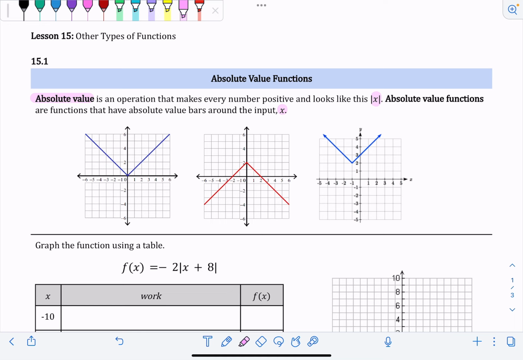Because the absolute value makes every number positive, the graphs look very specific. Here are 3 examples of what their graphs could look like. You see they look like a V. They can be opening up or opening down, and they can be placed anywhere on the graph. What can also change is the steepness of the V. For example, I could have an absolute value graph that starts here but goes up really steep like that. It can also get flatter, but the main thing we want to know is that the shape of an absolute value graph is a V opening up or opening down, and the steepness of the lines can vary.